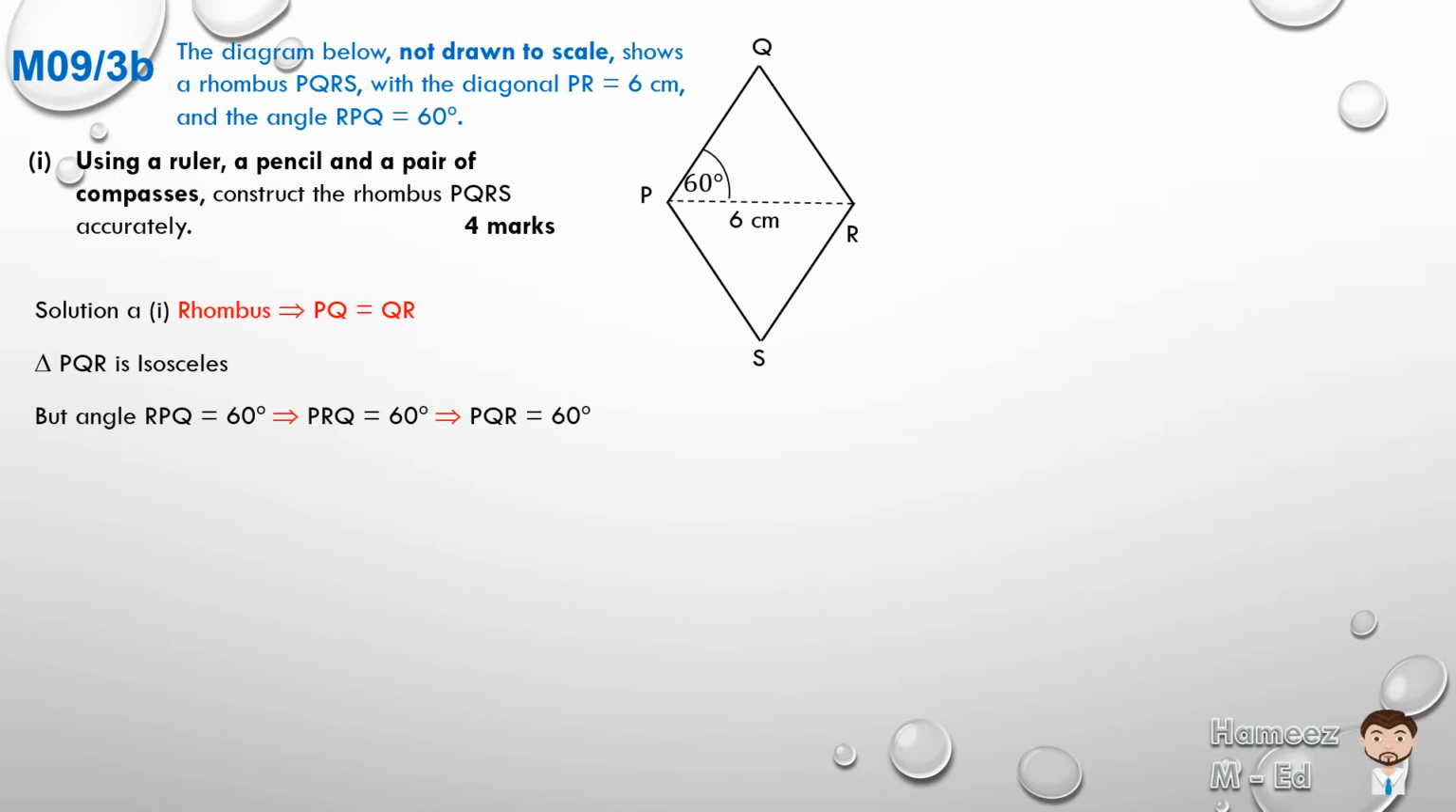And if we have two angles in a triangle being 60 and 60, then the third angle must be 60 degrees as well, because all three angles add up to 180 degrees. So if we have a triangle where all the angles are the same, then all the sides are the same. So triangle PQR is an equilateral triangle, and similarly the triangle below, triangle PSR, is also an equilateral triangle.